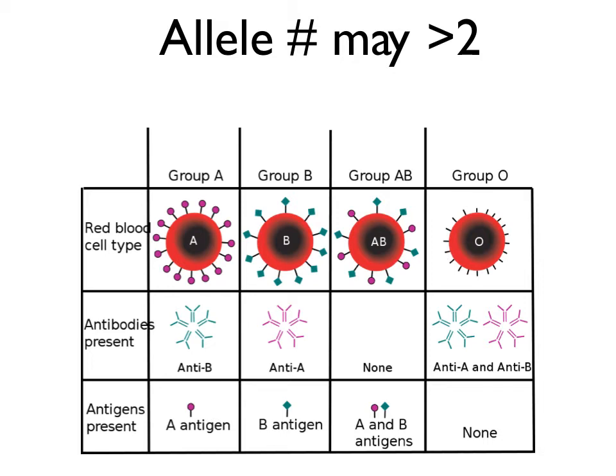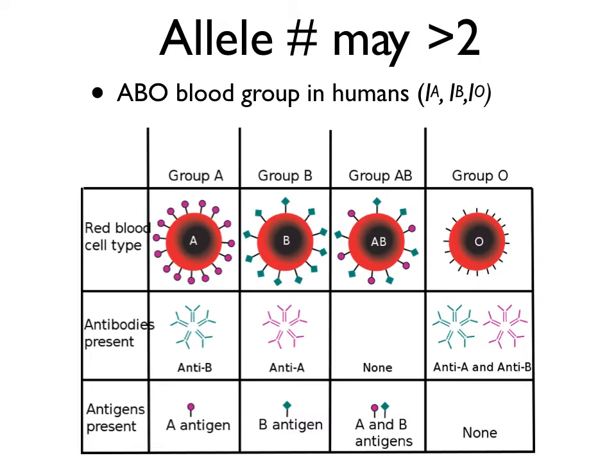AB is the universal recipient. They can receive any blood. They can receive A, they can receive B, they can receive O. Doesn't matter, okay? Because they have no antibodies present. And so in this system, for these alleles, we would denote them as being, for example, I with a superscript A, a superscript B, or a superscript O, okay?